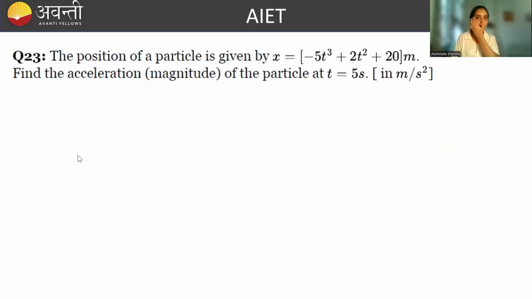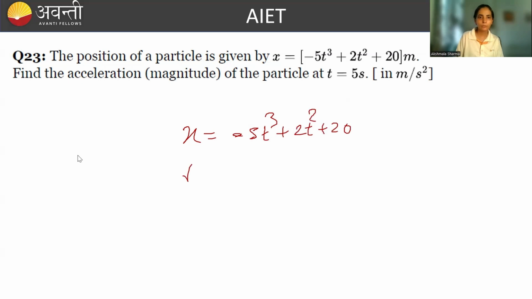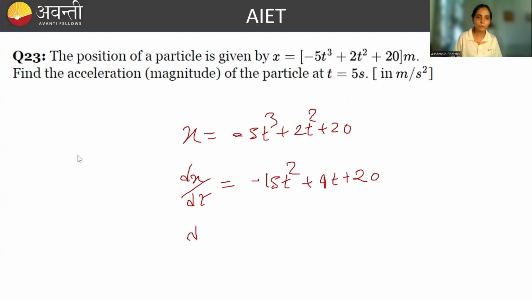Chalo. Now let's see this question. The position of a particle is given by this. Find the acceleration of the particle. Very simple question. So position is x equal to minus 5t cube plus 2t square plus 20. dx by dt, that is velocity, equals minus 15t square plus 4t, right? And to calculate acceleration, that is dv by dt. Differentiating velocity again, that will be minus 30t plus 4.